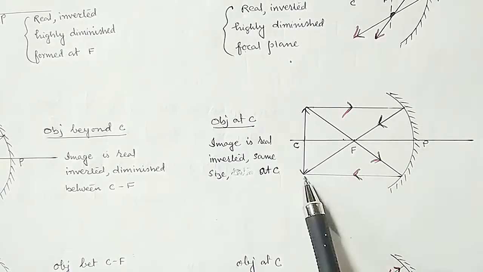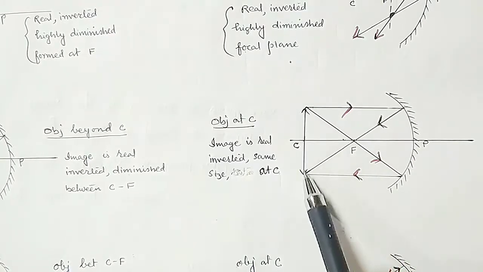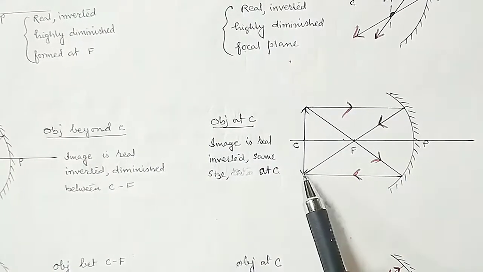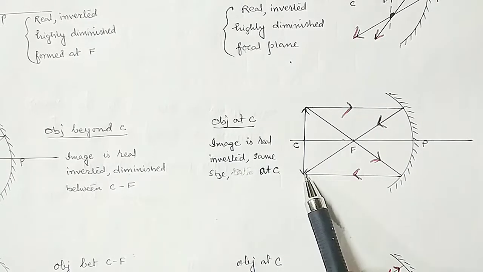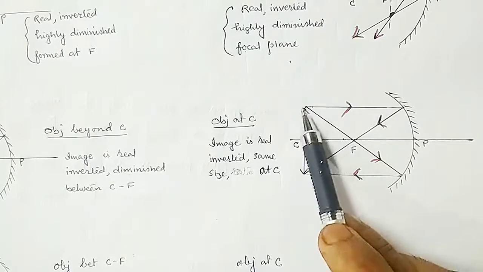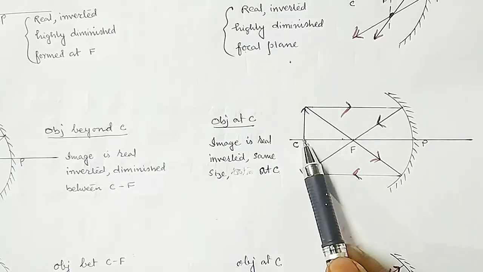So this is one reflected ray, this is another reflected ray. These reflected rays are meeting at this point. So if this is the object, this will be the image. And as you can see, here rays are really meeting, so the image is real. It is inverted, and the height of the object is the same as the height of the image. So the size of the image is the same, and it will form at C.